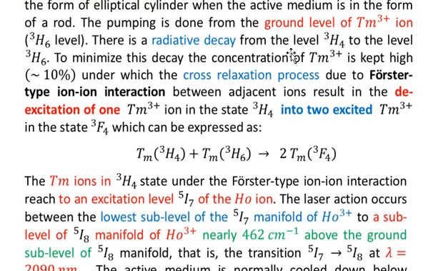So there is a radiative decay from the level 3H4 to the level 3H6, which is not required. To minimize this decay, the concentration of the thulium ion is kept high, of the order of 10%, under which the cross-relaxation process due to Foster type ion-ion interaction between the adjacent ions results in the de-excitation of one thulium ion in the state 3H4 into two excited thulium ions in the state 3F4, which is expressed as.